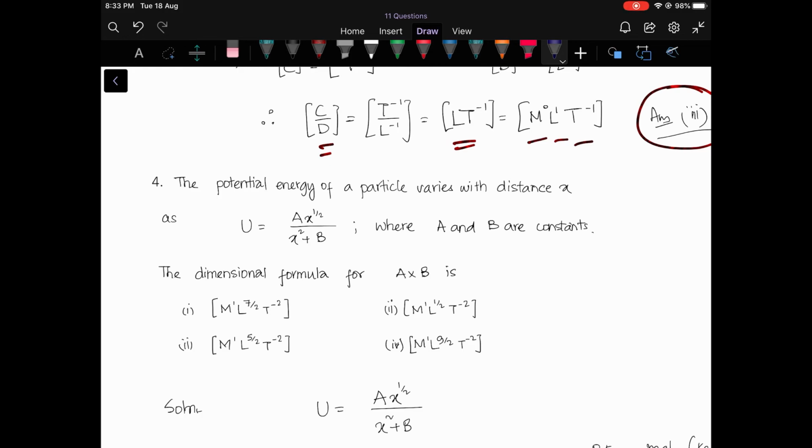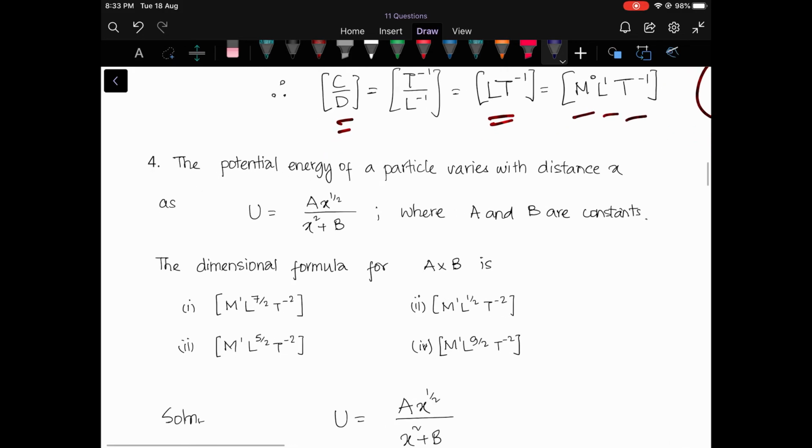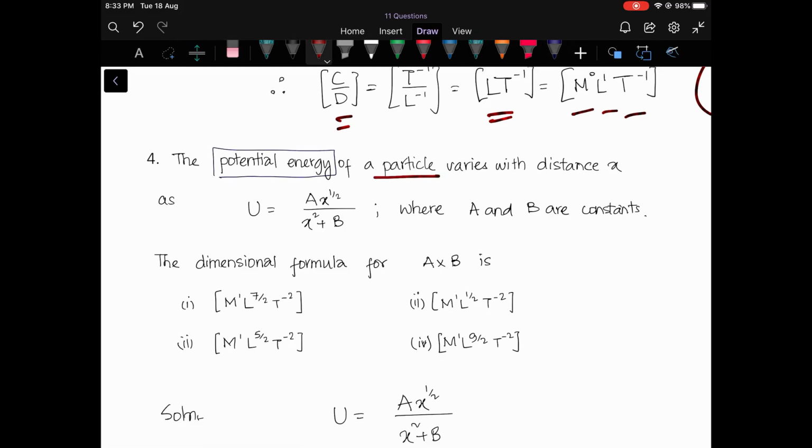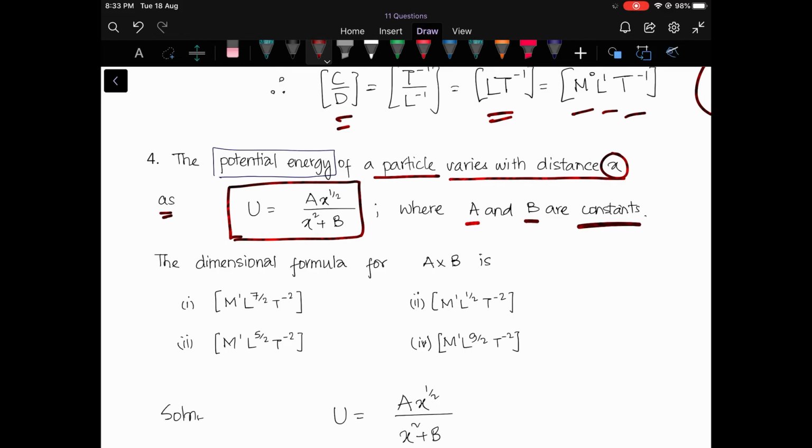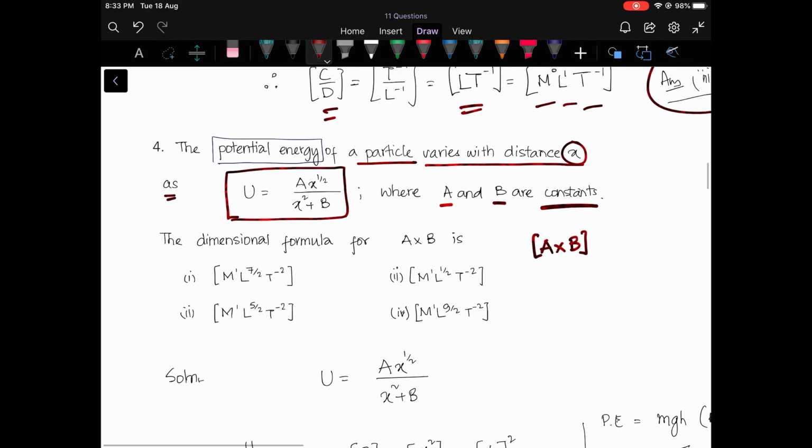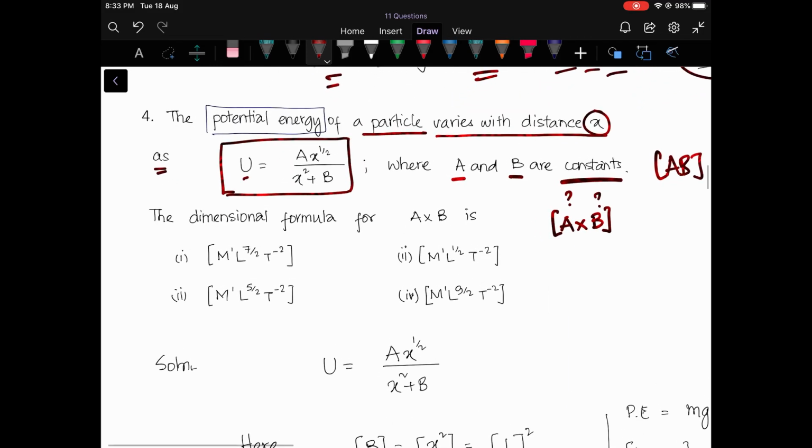Then we have this next problem, which says potential energy of a particle varies with distance x, given by this formula here. They have not said anything about a and b, they have just said it is a constant. Then the question is, what will be the dimensional formula for a times b? So right now we do not know the dimension of a, we do not know the dimension of b, but our question is to find the dimension of ab. What we know here is that this U represents potential energy, this x represents distance, so at least we know the dimensions of potential energy U and x.